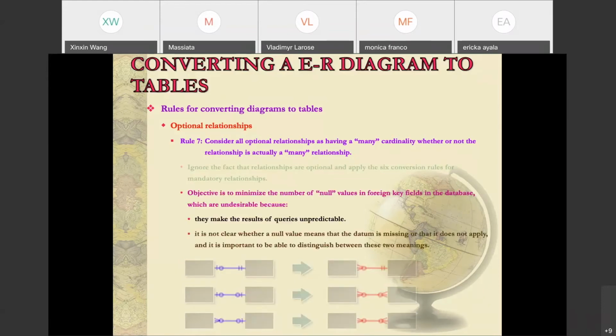The objective is to minimize the number of null values in the foreign key field in the database, which is undesirable because they make the query results unpredictable, and it is not clear whether a null value is actually a missing value or one that doesn't apply to the data. So it's important to distinguish between those two.